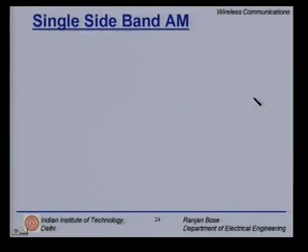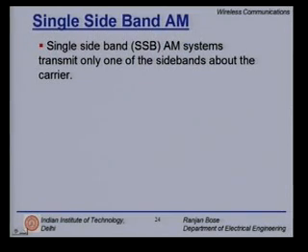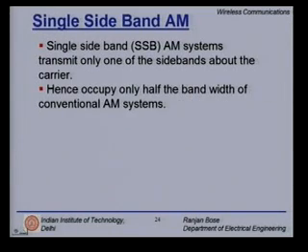Now, let us try to do something about that excess frequency being used by AM systems. Remember, we said that the AM system normally would require 2 FM, where FM is the maximum frequency of the message signal. So, you have the notion of a single sideband AM or SSB. What does a single sideband AM system do? An SSB system transmits only one of the sidebands about the carrier, not both. Hence, they occupy only half the bandwidth of the conventional AM systems.